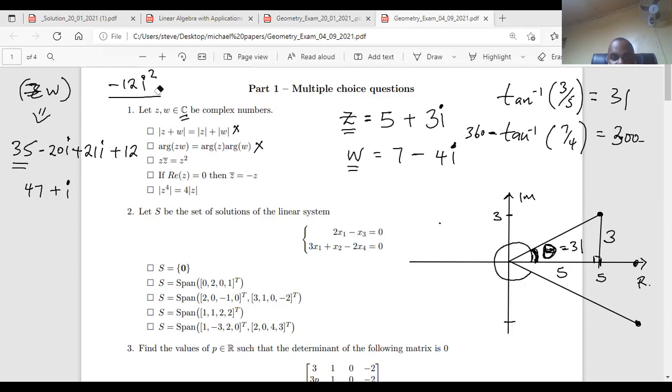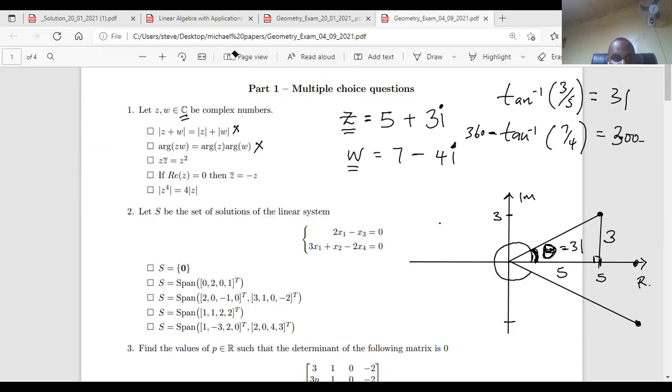Next, let us use the z plus 5i to check things out. So 5 plus 3i times 5 minus 3i is equal to... but it's not equal, it's wrong. It's going to be 34. So we already know it's wrong because it's not the same thing.